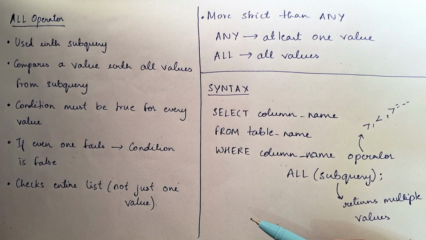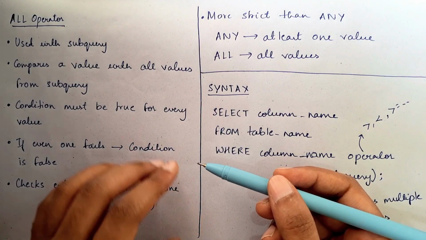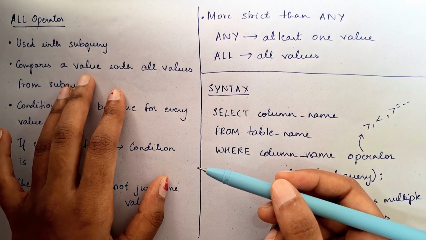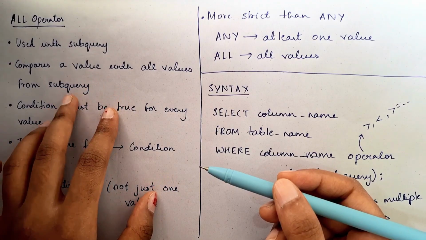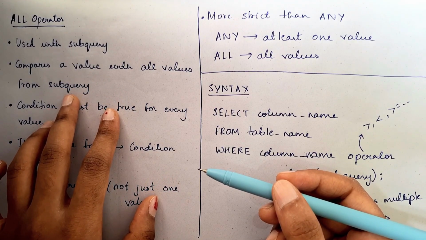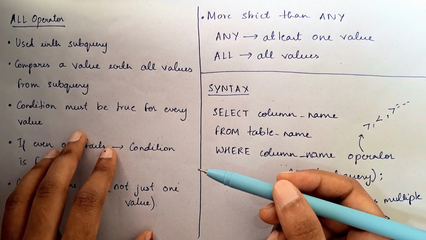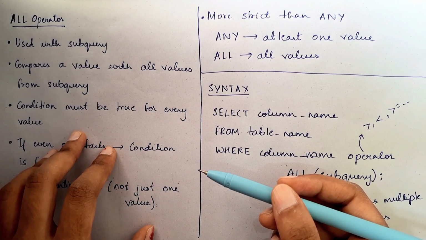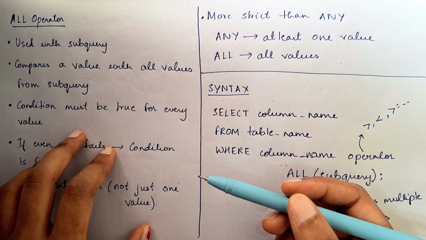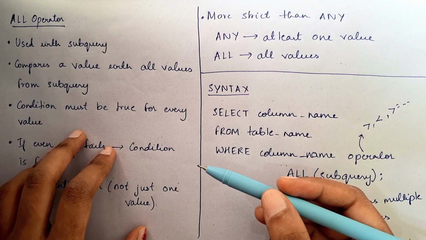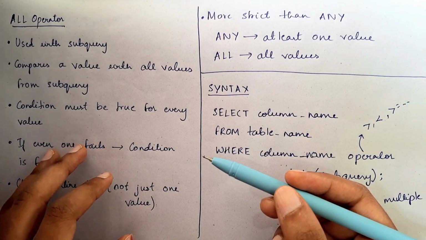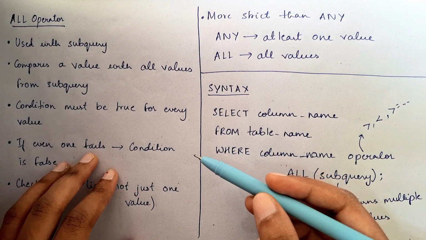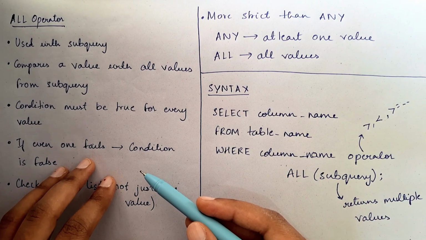Now, let's understand what the all operator is. The all operator is used with a subquery and it is used to compare a value with all the values returned by that subquery. So, in simple terms, the condition will be true only if it satisfies every single value returned by the subquery. That means the value from the main query must satisfy the condition with every value returned by that subquery. Even if one value does not satisfy the condition, the entire condition becomes false.